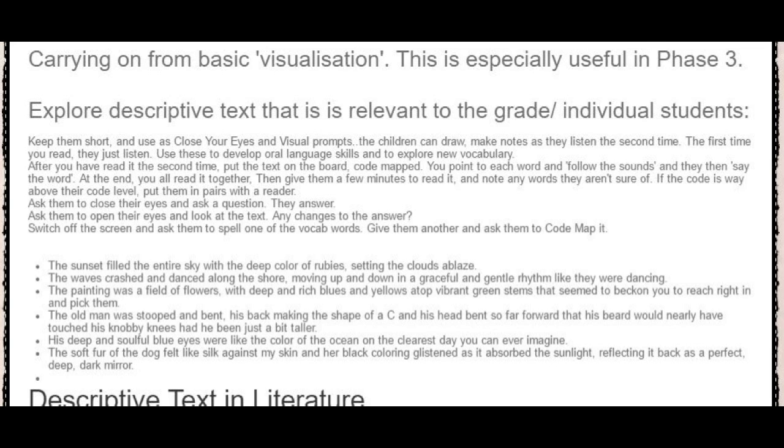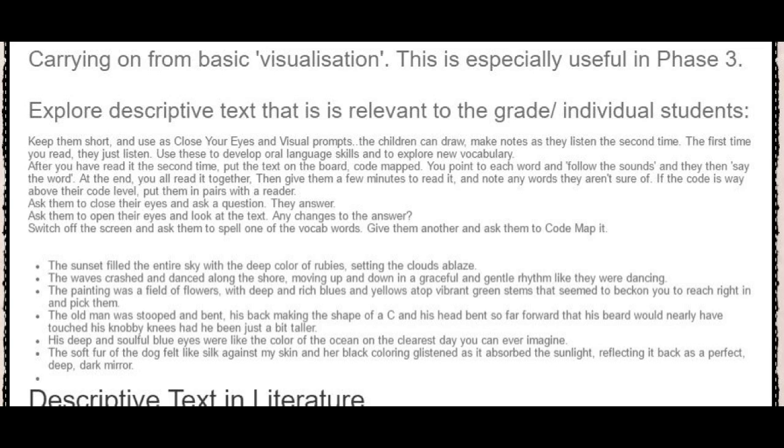So you might be using sentences that are more like, the waves crashed and danced along the shore, moving up and down in a graceful and gentle rhythm like they were dancing. Your language is richer, your vocab and what have you, because the code that the children can read now is a much higher level code. So they're in the stage of reading to learn. So you want to be able to show them this text and they can actually read it with fluency, because you're developing also the comprehension.